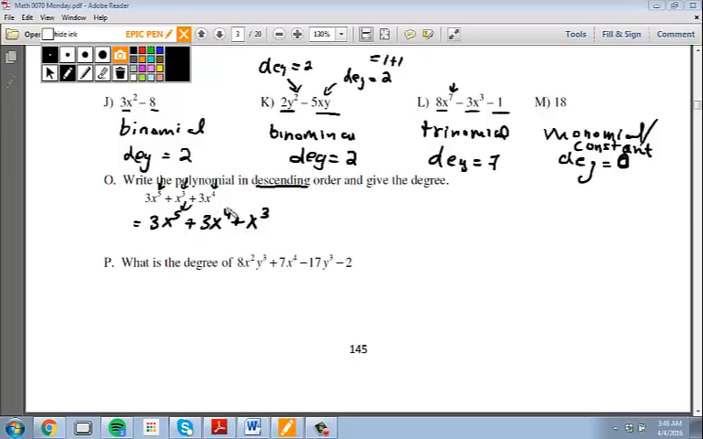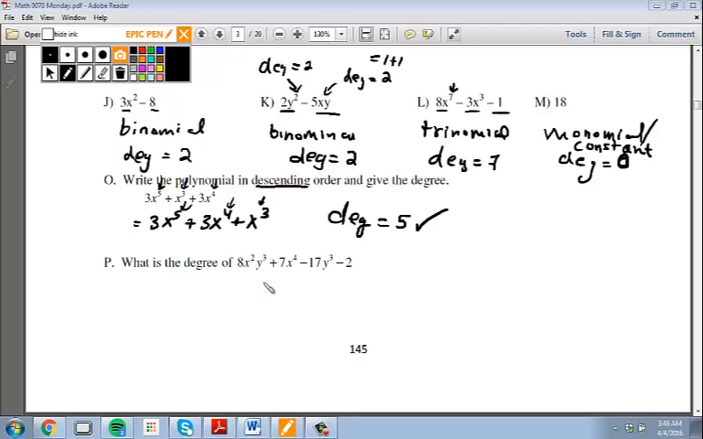So it goes 5, 4, 3. Simple as that. And then we can more easily tell that the degree is 5. Maybe not too much more easily in this case, but in a very long polynomial, sometimes it helps to make sure that the highest power term or the highest degree term is the first one.